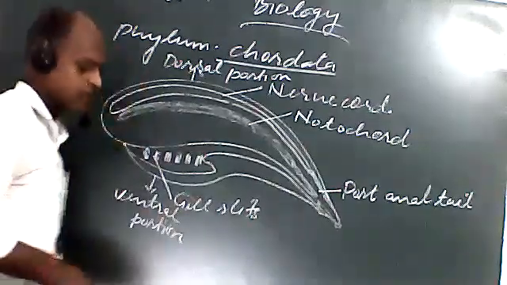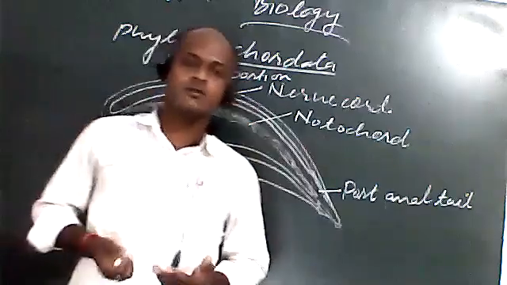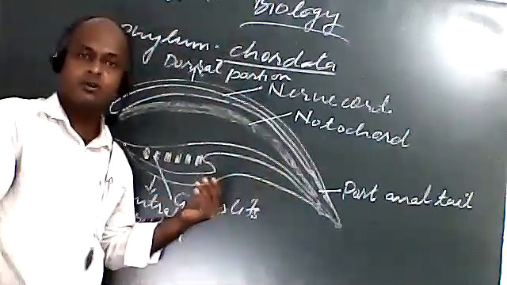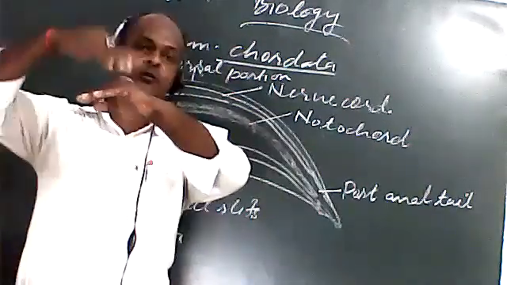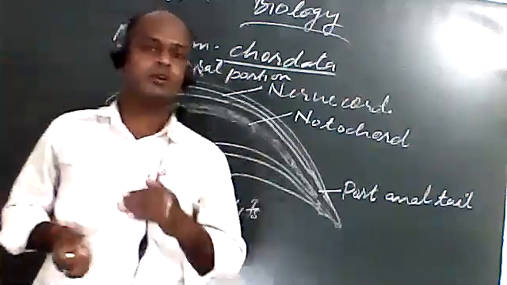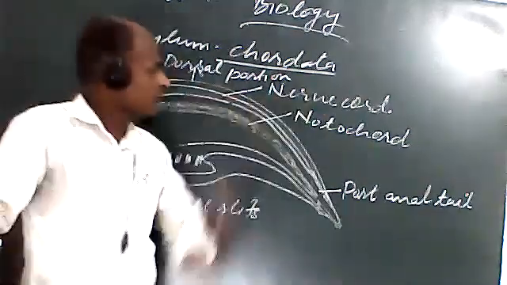If you see the dorsal and ventral portions of our body, the front portion is called the ventral portion and the back portion is called the dorsal portion. So we lie down in such a way. This is the dorsal portion of the body of organisms and this is the ventral portion. So this nerve cord is present.